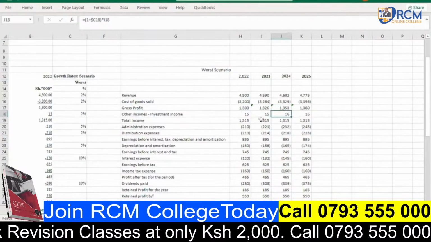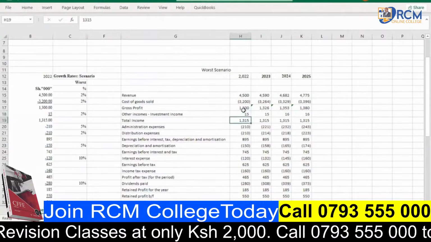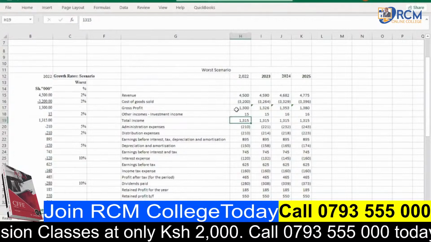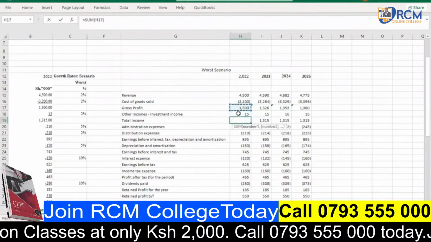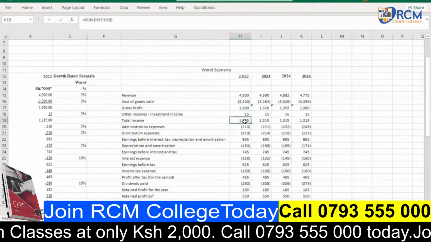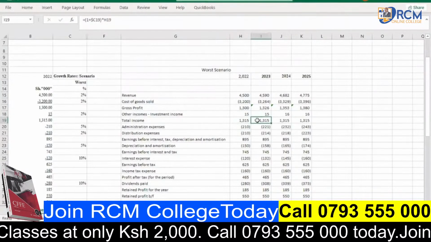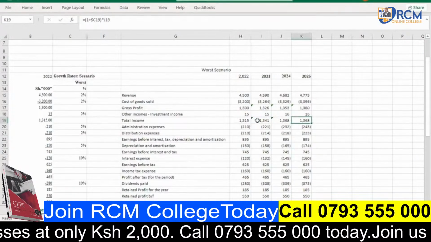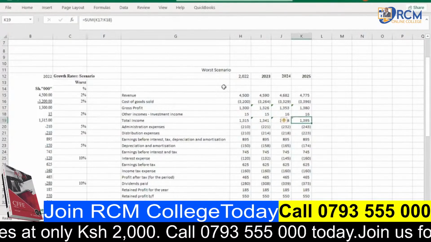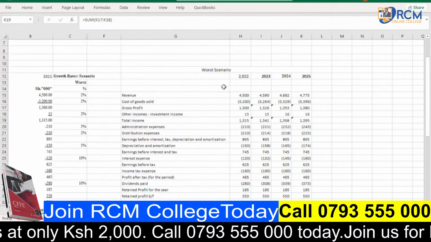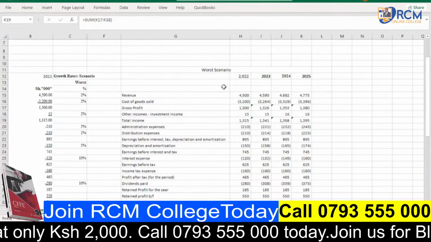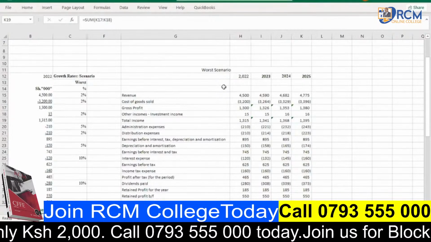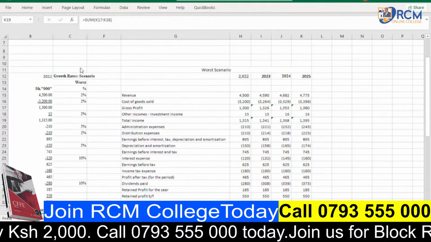Then this one here. Total income is now gross profit plus other comprehensive income. So what do we do? Alt equal to get the summation of those two. Then just press Control R. You are copying the formula on the left hand side to the right. Sasa tunarudia something. What should I repeat? Is it getting the net profit or total income?